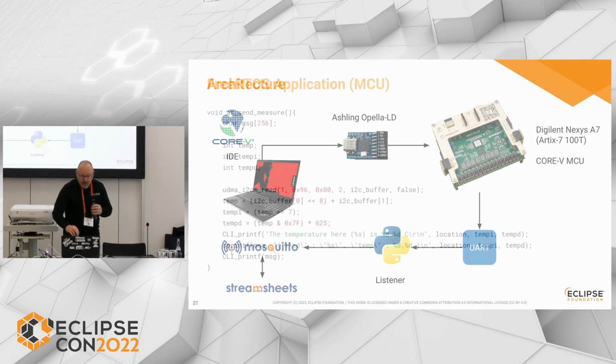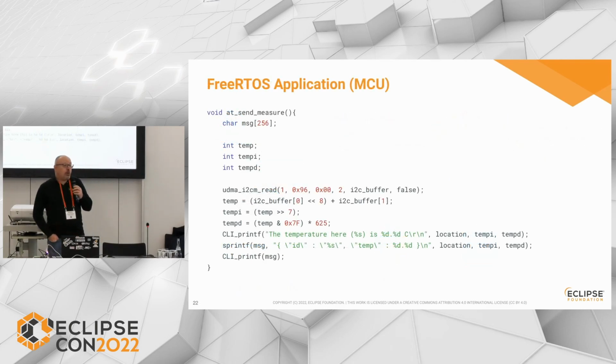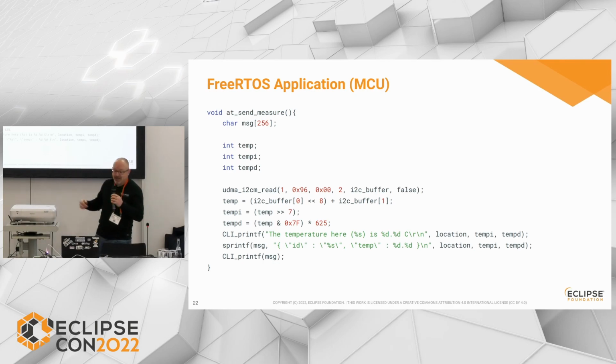So from a code point of view, the code is quite simple. There's nothing special in there, so I'm just putting a few lines there. So that's from the FreeRTOS application. You see that I do a read on the temp sensor. There's a temperature sensor on the FPGA that we're using for that over the I2C connection. And so that's a plain read. And then we do a nicely printed output on the console.